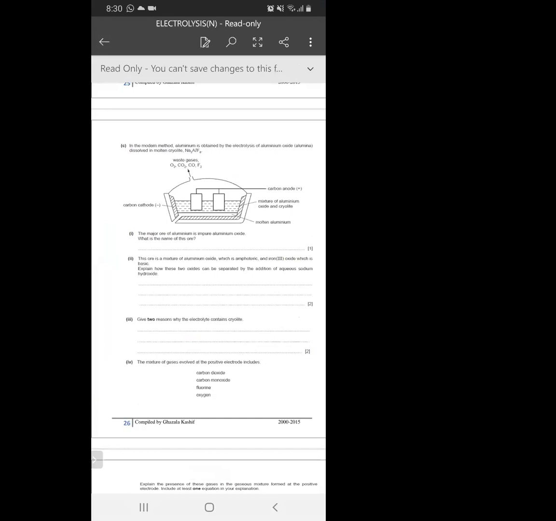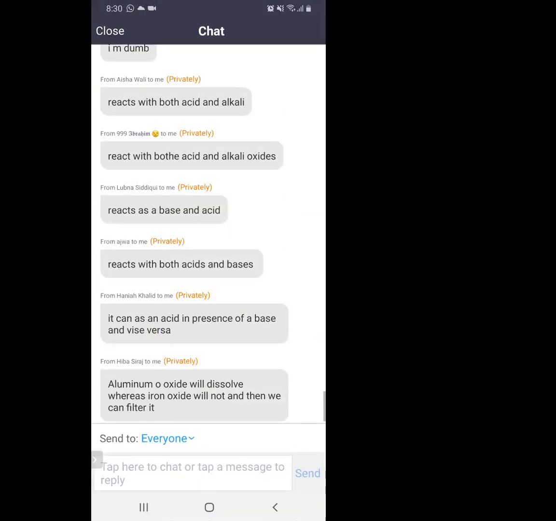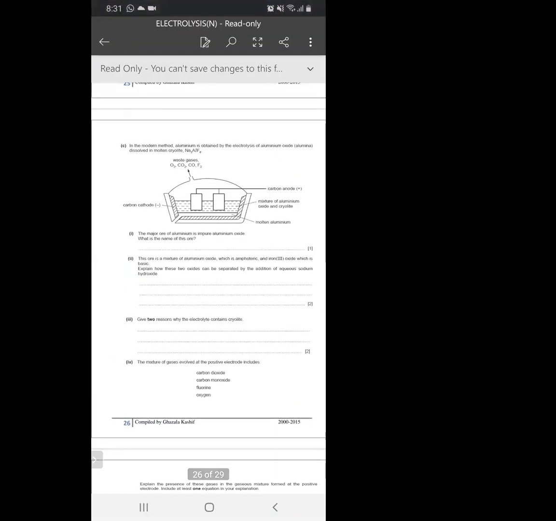Sodium hydroxide is an alkali, right? We all know that. So aluminium oxide will dissolve, whereas iron oxide will not. And then we can filter it. Good job, Hiba. It can act as an acid in presence of a base and vice versa. Yes, Hania, that's right. So when we add sodium hydroxide, only aluminium oxide will react with it because aluminium oxide is amphoteric, because it can react with both acids and alkalis, whereas iron 3 oxide is basic itself, it won't react with sodium hydroxide.